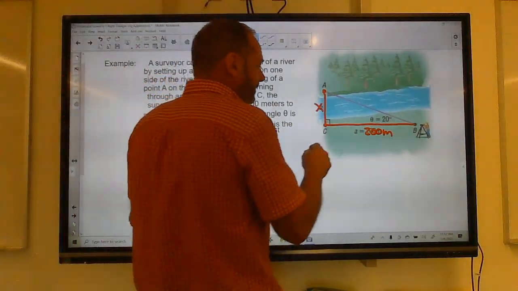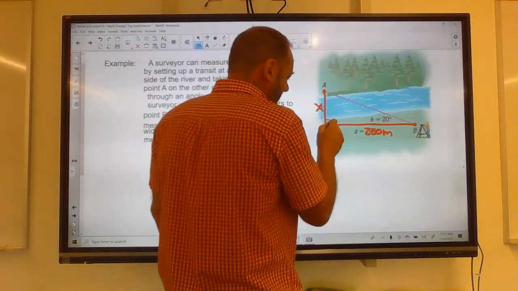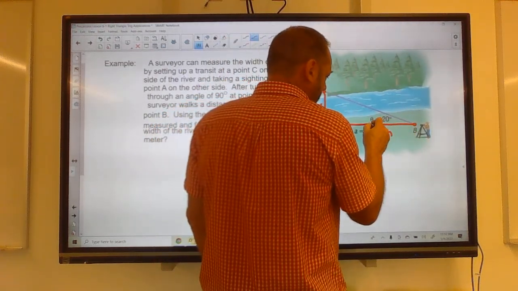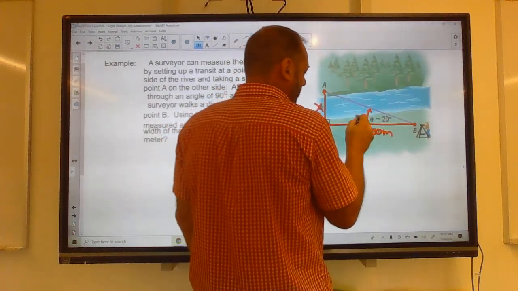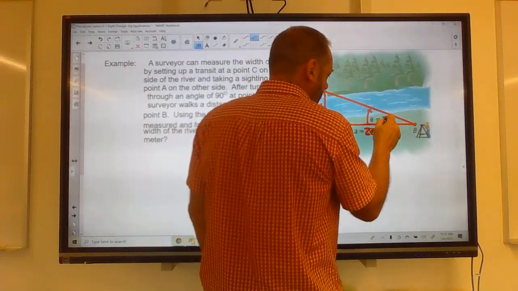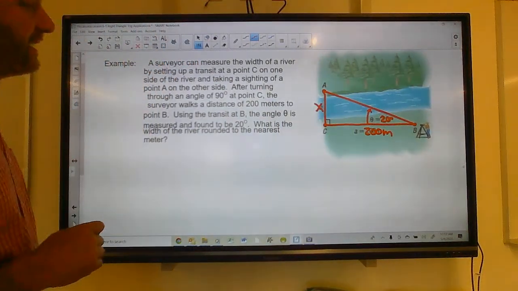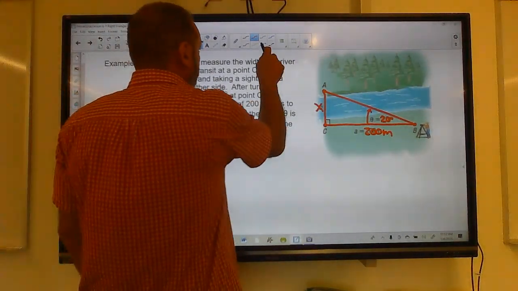Once he goes 200 meters, he sets his transit up here at point B, sights in the original point C, and then he measures the angle to this object right here, which he finds to be 20 degrees. So he knows this is a 20-degree angle right there. And now he's got enough information that he can calculate the distance across the river.